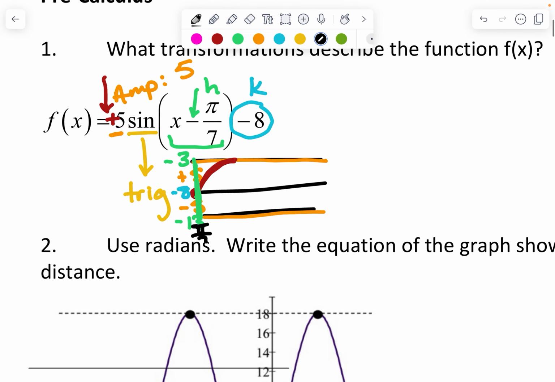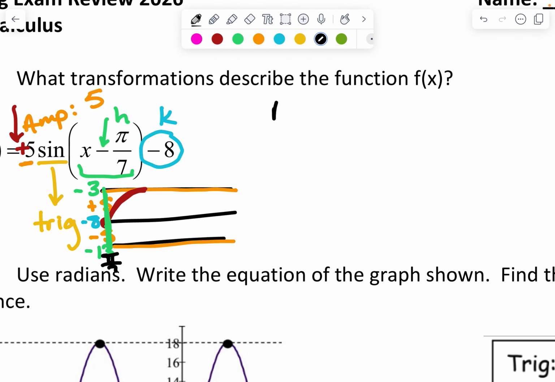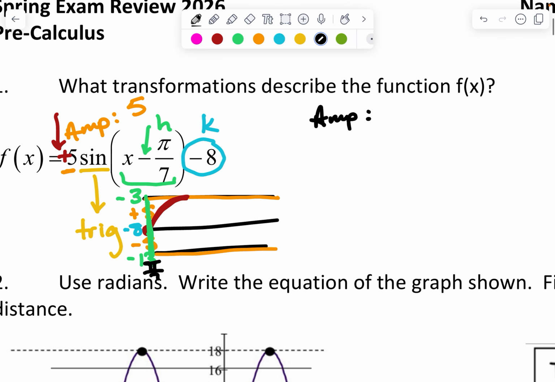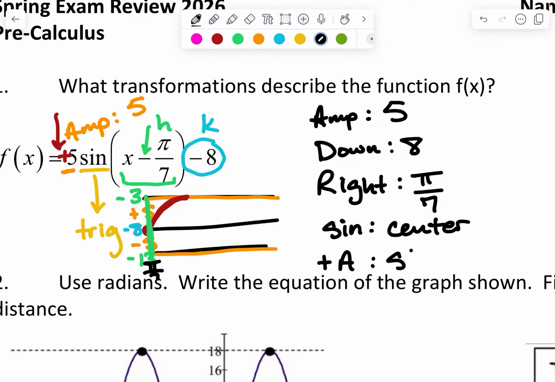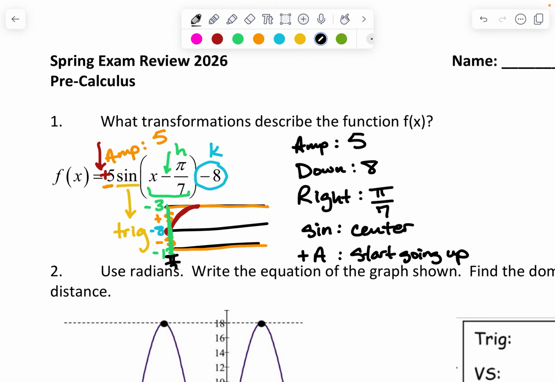So just to recap those, we have an amplitude of 5. We have been shifted down 8. We've been shifted right pi/7. And I guess if you wanted to, you could also say because it's sine, it's going to start in the center, and because A is positive, it's going to start by going up. I guess if you just wanted to be very thorough with that one. All right, so that's question number one.